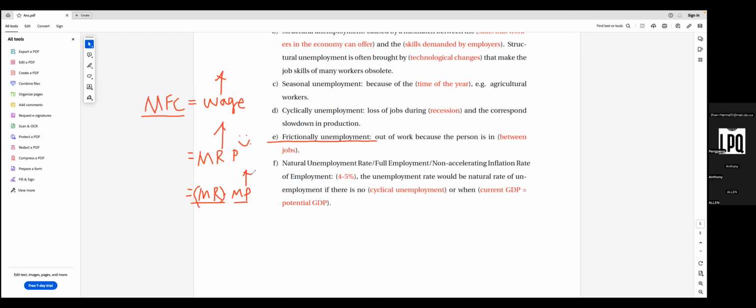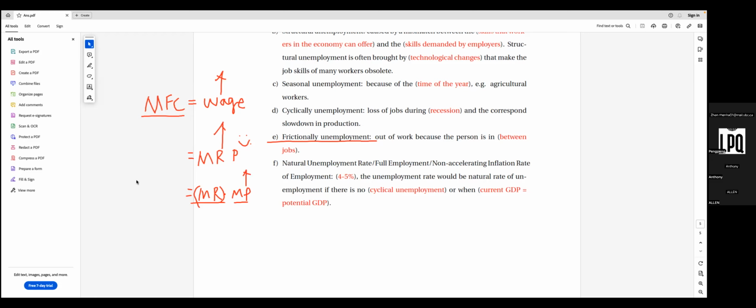Okay, but we need to spend once again. We need to spend. But this matching process takes time. People need some transitional period to find a good job that is most suitable for your background. So this is called frictional unemployment.